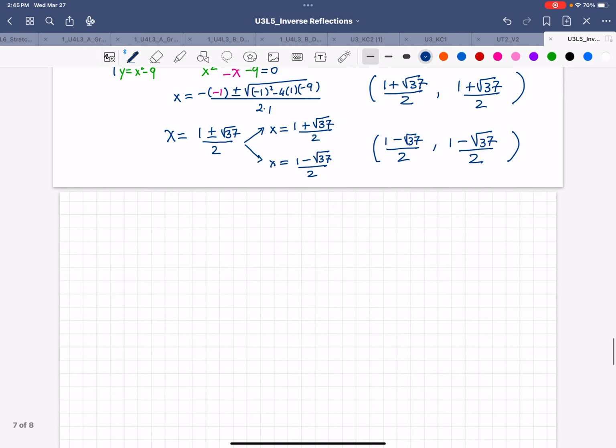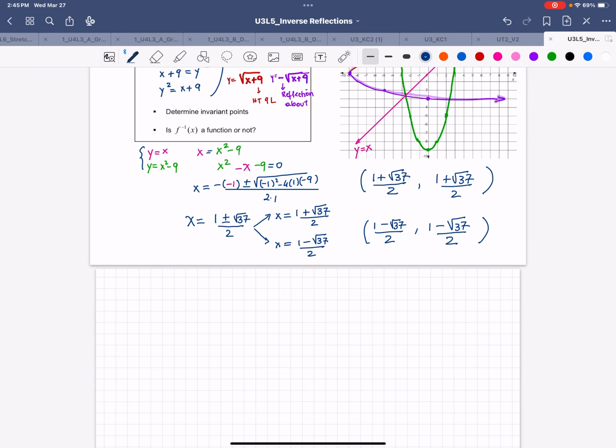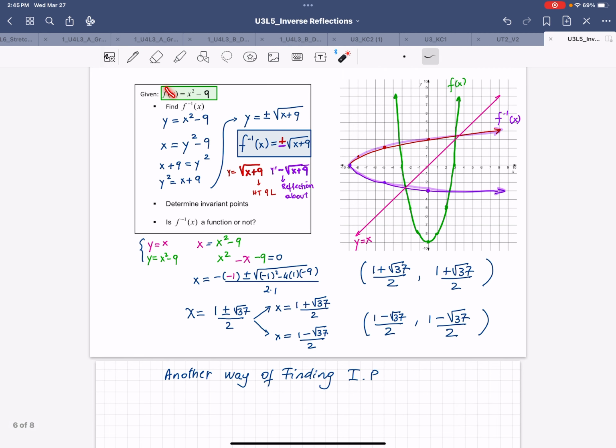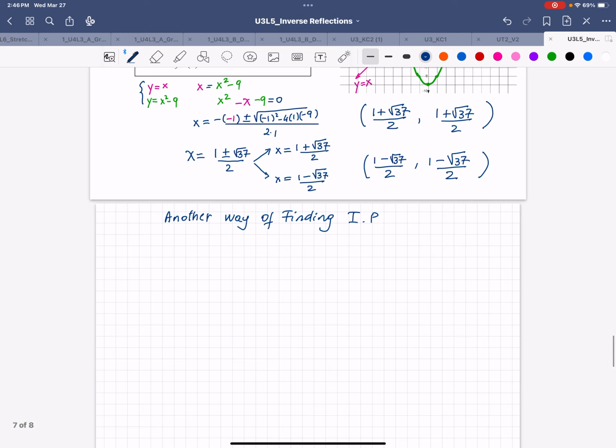So remember that if you want to find the invariant points, this is just another way of finding the invariant points. It's not really very different from what we just did, but it's sort of a shortcut. It doesn't really explain why we do it the way we do it. But it can be very practical and easy to remember. So if we want to find invariant points, we set f of x equal to x, because f of x means y, and y would be equal to x at the invariant point.